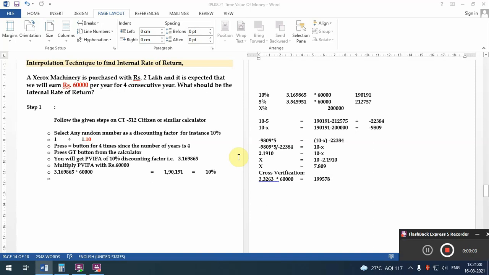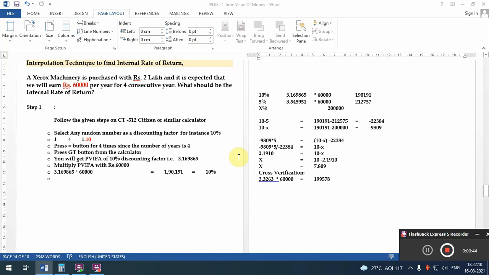Hello guys, today we are going to understand how the interpolation technique can be used to find out internal rate of return. Friends, you are aware that internal rate of return is that discounting factor. If we apply it to cash inflows which are arising in the future, then the total present value of all the cash inflows will be exactly equal to the total of cash outflows, or the total present value of all cash outflows.